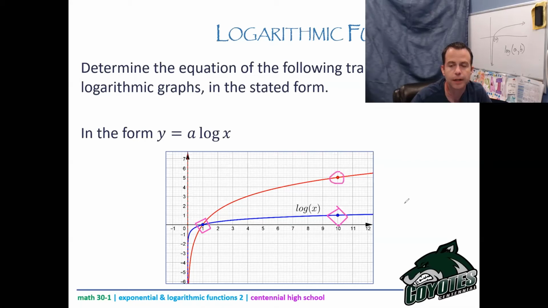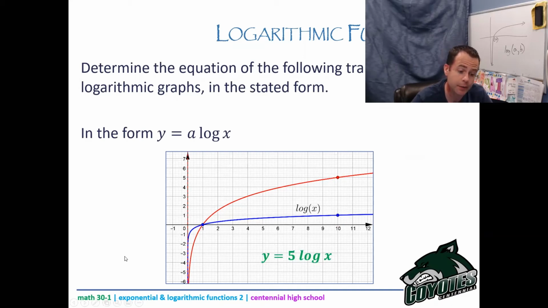Now, if the point 10, 1 is changed to the point 10, 5, 1 changed to 5. So that tells us that there is a vertical stretch here of 5. If that's the only thing I was looking for, it was only looking for us to add an a value in, we can write that as y equals 5 log x. Okay?